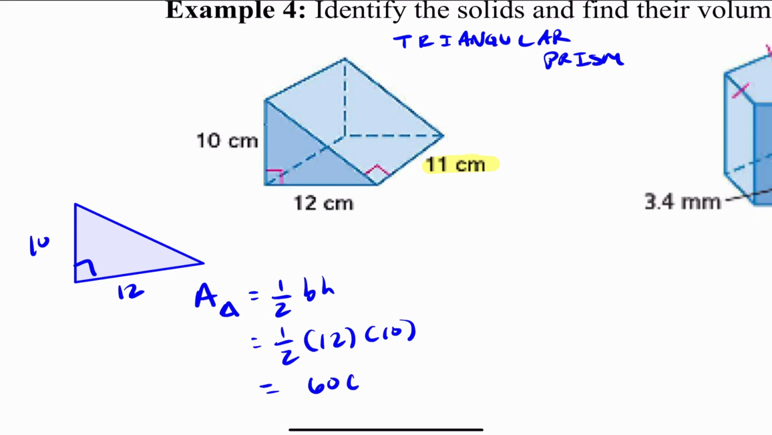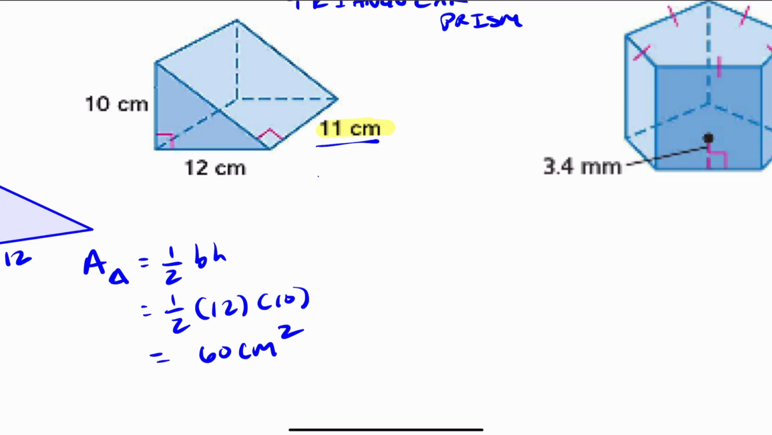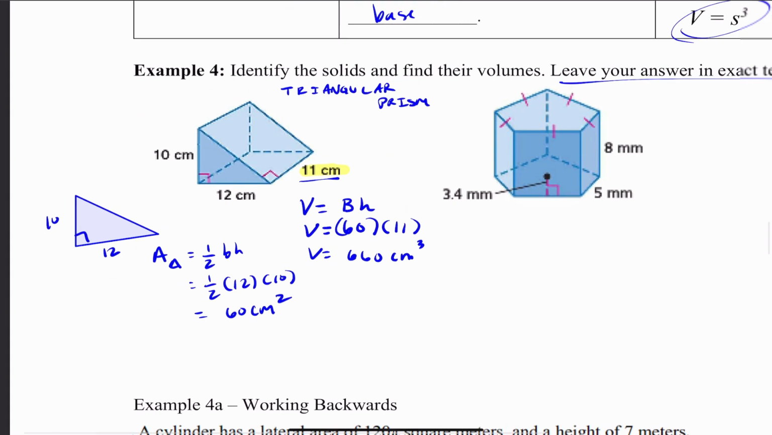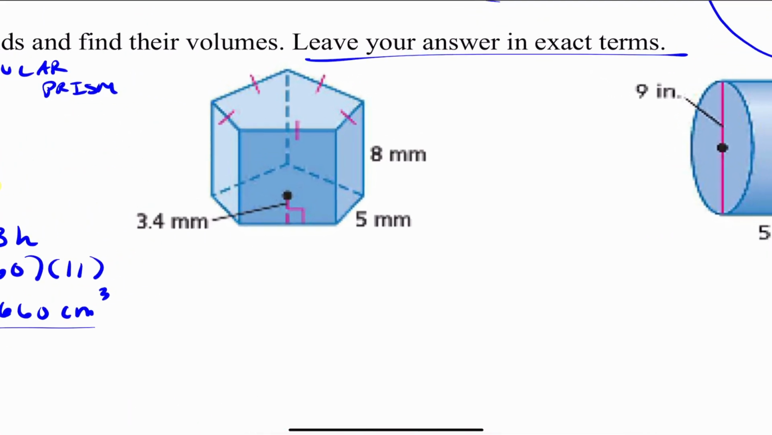So that's 60 centimeters squared, or square centimeters. And then the height is 11. So the formula that we need, or the volume formula, is V equals big B times H. So V equals, well, this is the area of the base, which is 60, right? So 60 times the height of the prism. V is equal to 660 cubic centimeters, right? Because we are in volume land, we need to make sure that our units are cubed. That's the answer for this problem. That's our triangular prism.